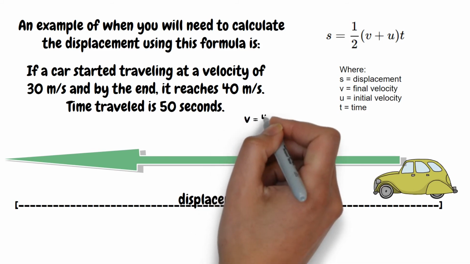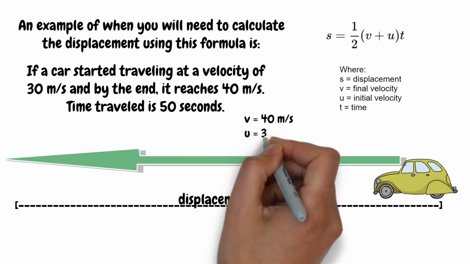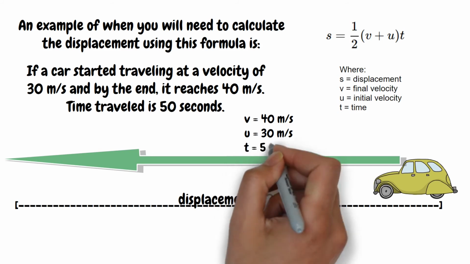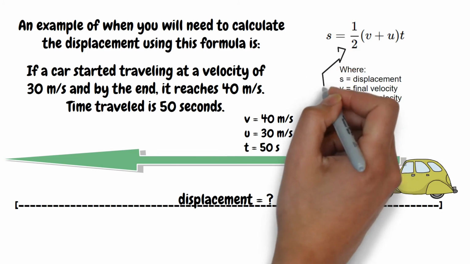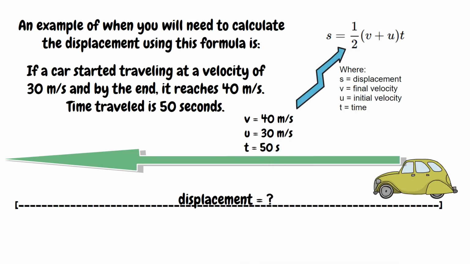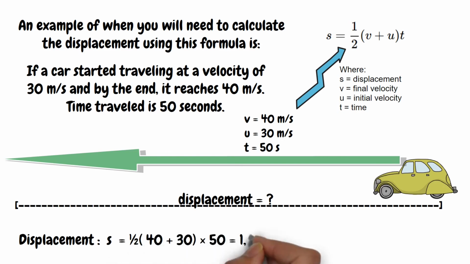So what we know is the final velocity is 40 meters per second. The initial velocity is 30 meters per second. The time it took was 50 seconds. So if you replace these figures with the quantities, we'll be able to calculate the displacement. The answer is 1,750 meters. If we divide this by 1,000, we will get kilometers, which is 1.75 kilometers.